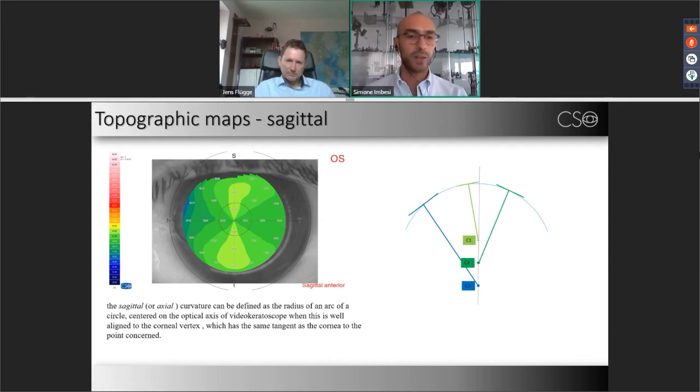uses a comparison principle. First of all, the topographers had to be calibrated with some calibration sphere of known curvature. Then, acquiring the sample, acquiring the cornea, the instruments did a simple comparison between what was known and the new sample, and as a function of that, the curvature was calculated. In this map, the steeper points are reported with warm colors, and the flatter points are reported with cold colors.